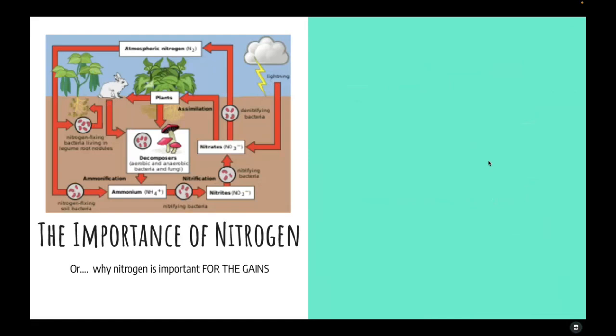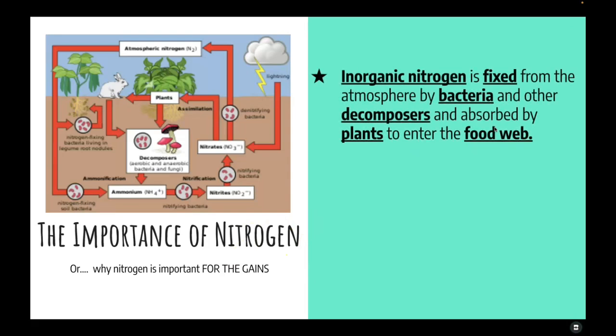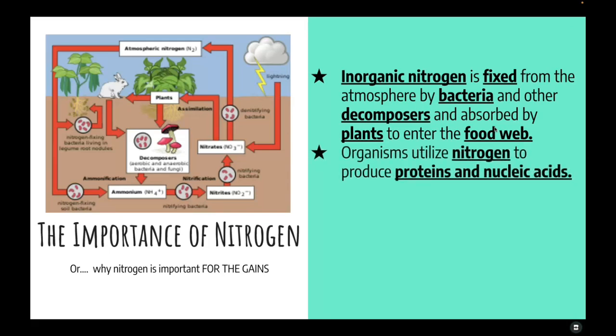All right, now let's move on to nitrogen. Here you can see that it says "for the gains," and we'll get into that for a second. Why is nitrogen for the gains? Why is it important for building muscle? Inorganic nitrogen is fixed from the atmosphere by bacteria and other decomposers and absorbed by plants to enter the food web. Organisms utilize nitrogen to produce proteins. That's why we're saying for the gains.